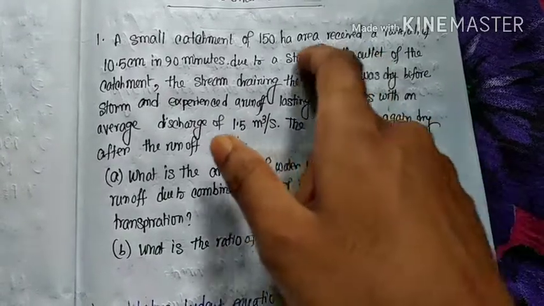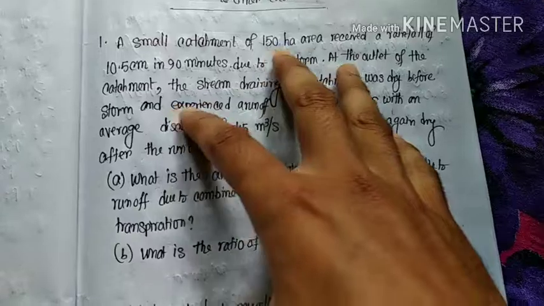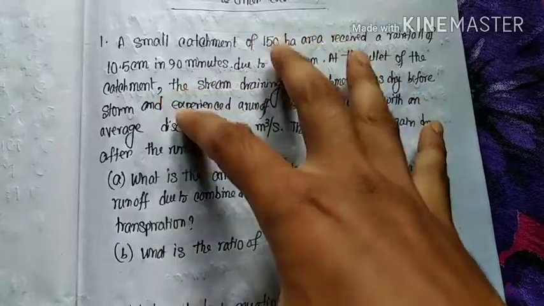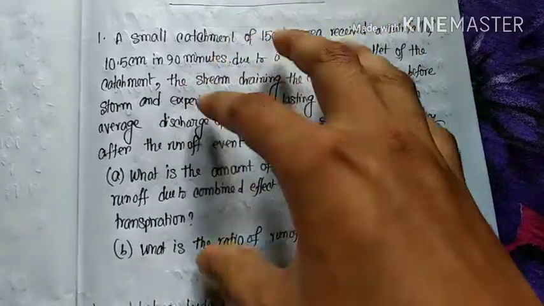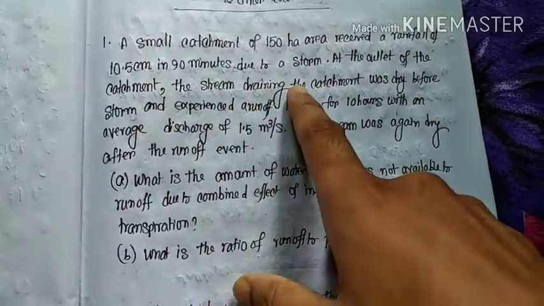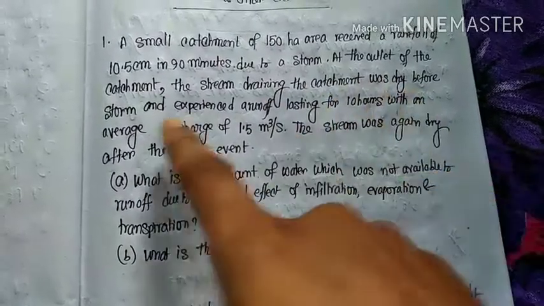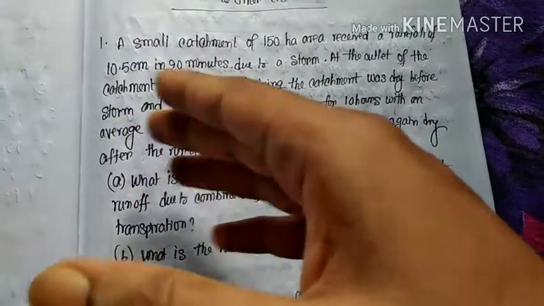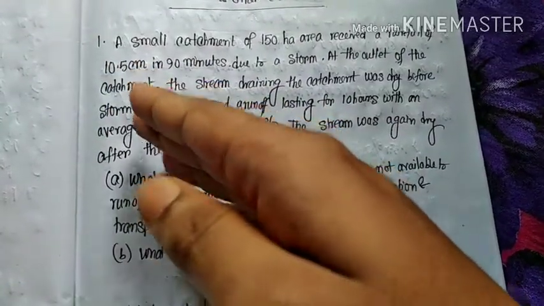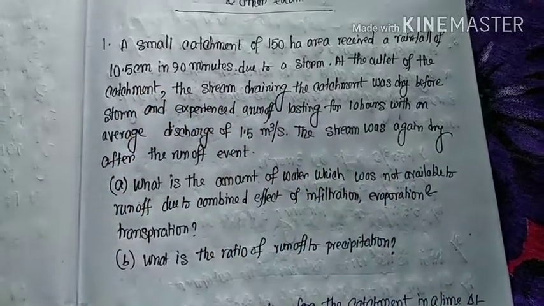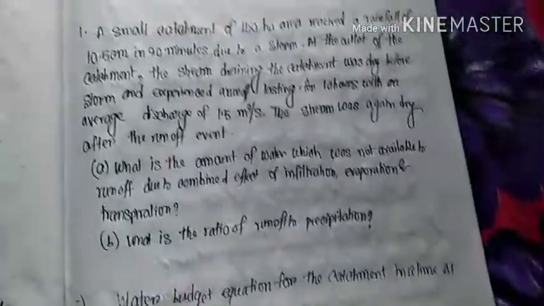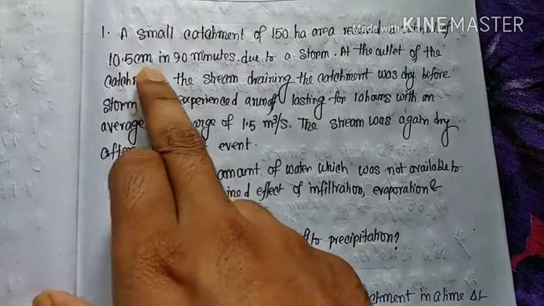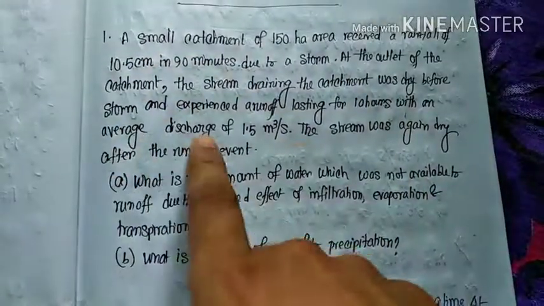Area, and I have already told you that everything related to hydrology is related to surface area only, right? Because the water evaporates through the surface. Now there is a rainfall of 10.5 centimeter in 90 minutes due to a storm. Because due to a storm rainfall or precipitation occurs, and due to that 10.5 centimeter depth has increased.